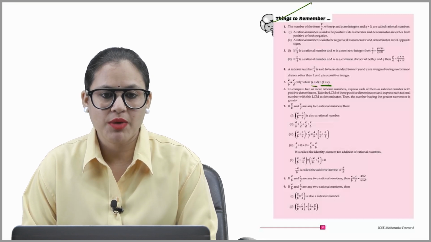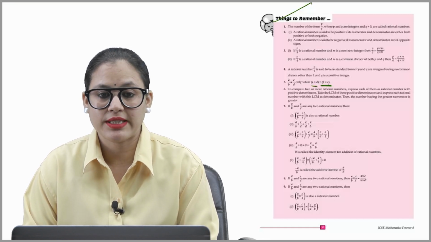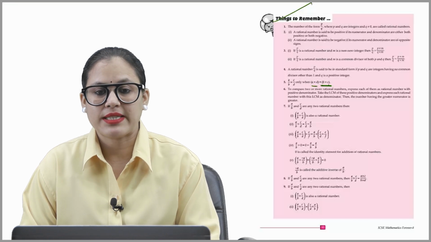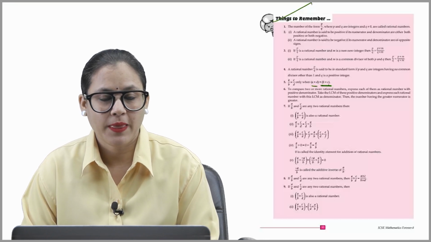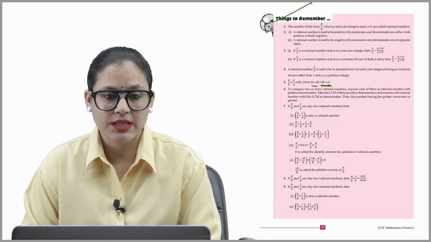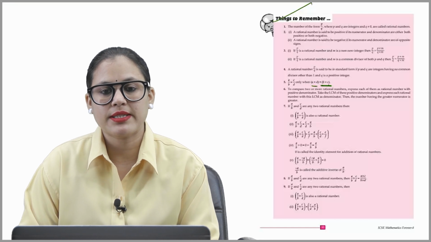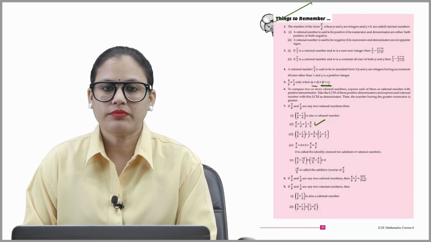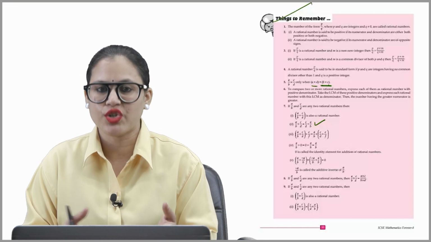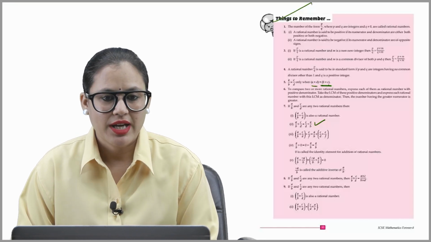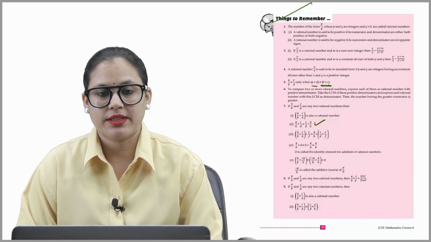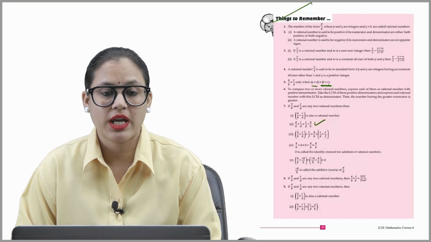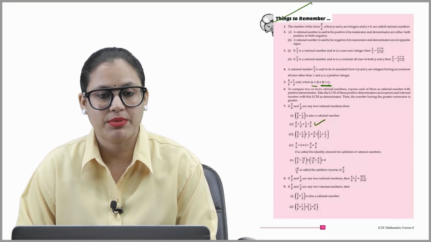Number 7. If A by B and C by D are any two rational numbers, then A by B plus C by D is also a rational number. Number 2, A by B plus C by D is equal to C by D plus A by B. Means we have changed the order, but after changing the order also the sum will remain the same. Third, A by B plus C by D, then plus E by F is equal to A by B plus C by D plus E by F.